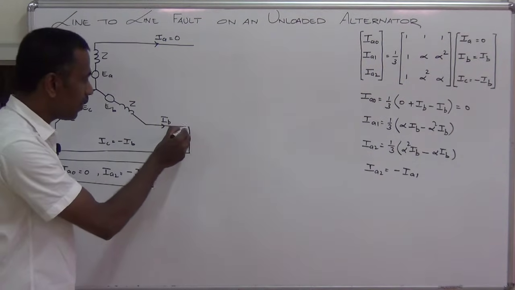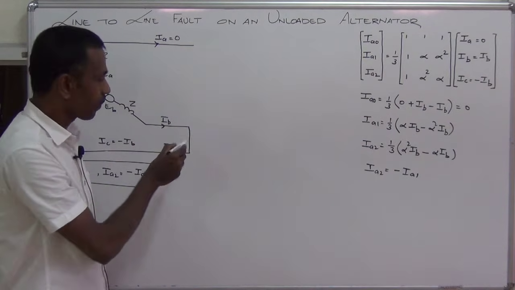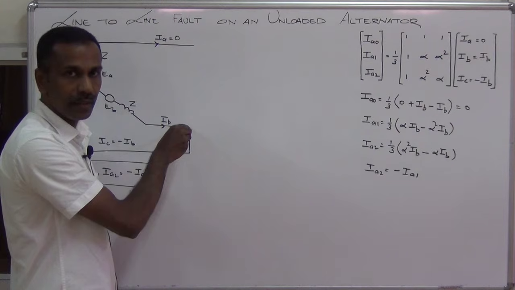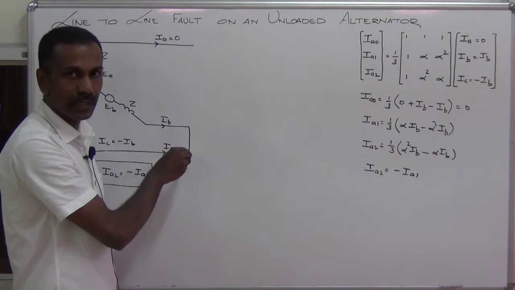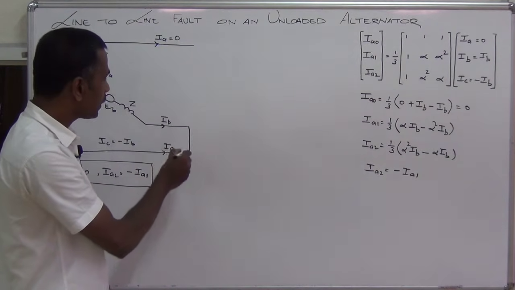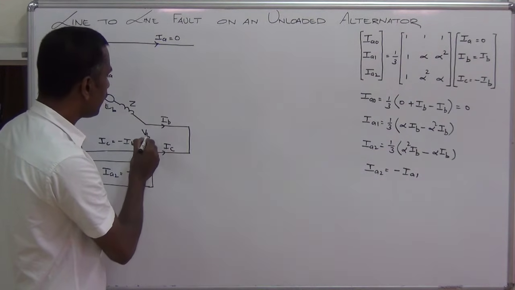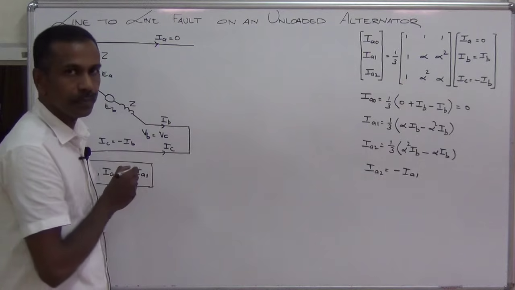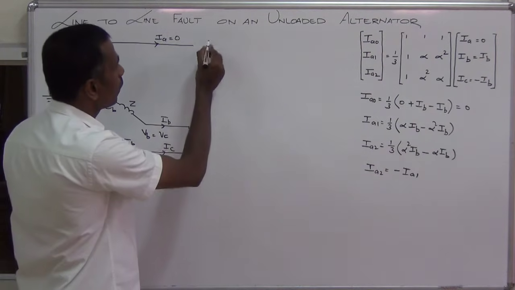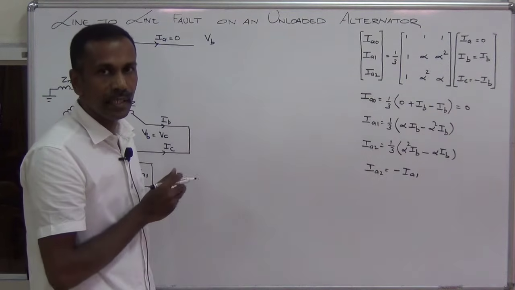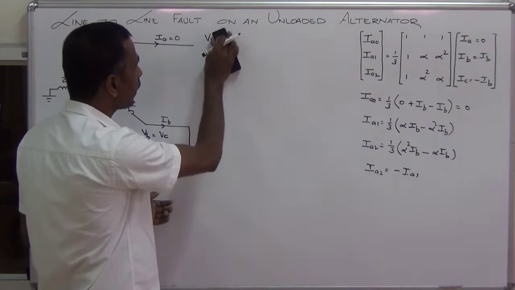Now we consider the voltage at these 2 points. The voltage or the potential at this point is VB. The potential at this point is VC. As these 2 points are shorted, we can write VB equals VC. Now let us find out VB and VC in terms of sequence voltages.